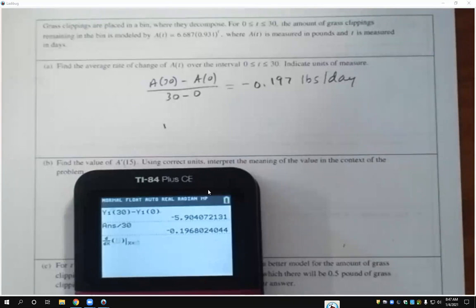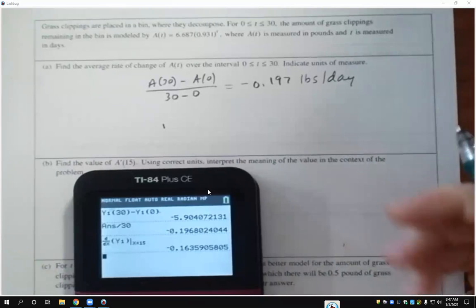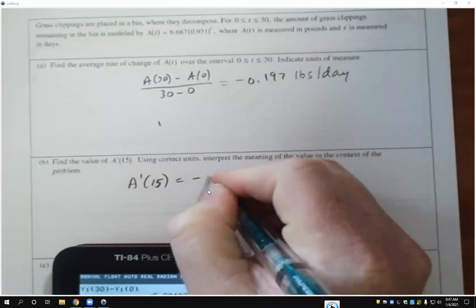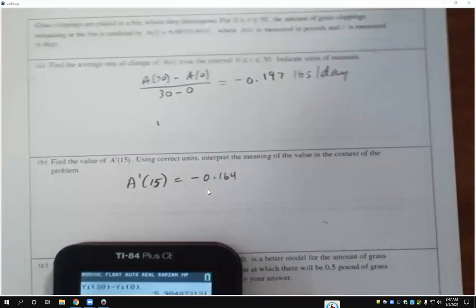All right. Anyway, so now we're going to put Y1 right here. So that's alpha F4, Y1, at 15. And we type that in, and we get an answer of negative 0.164 or 0.163. You can truncate or round.